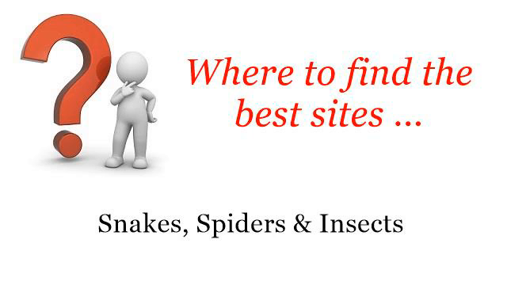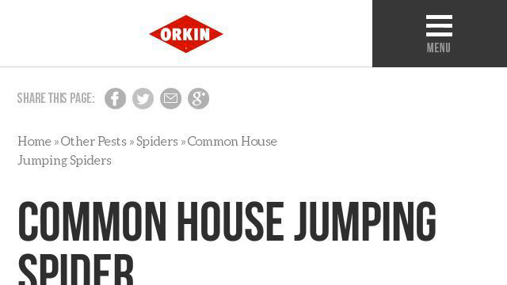Where to find the best sites? Snakes, spiders and insects. Hi. The best internet resources about common house spiders, these are the best resources we could find on the web. Our top-ranked site to learn about common house spiders is www.orkin.com. See the page titled Common House Jumping Spider, Facts, Prevention and Garden. This is the link.